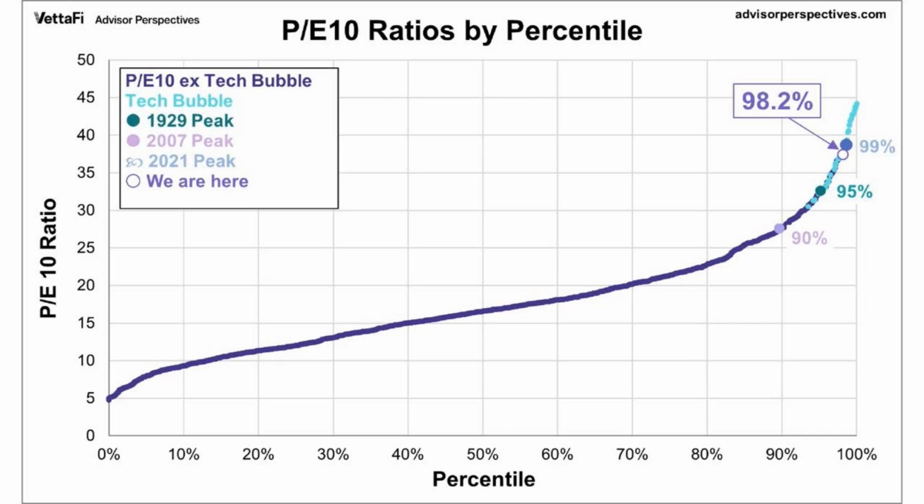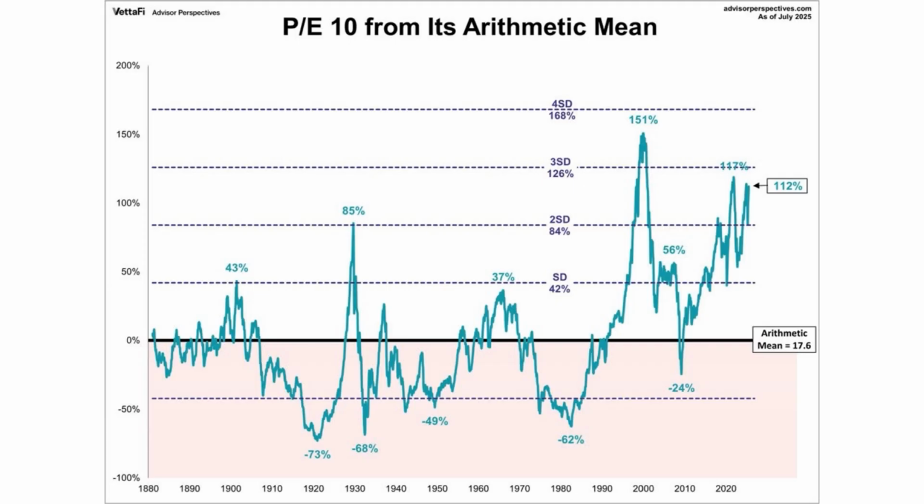To understand the current PE10 ratio of 37.4, we need to put it into historical context. We can use both quintile and percentile analysis. The current ratio is in the highest quintile, which suggests the market is highly overvalued. Looking at it by percentile, the current ratio is approximately at the 98th percentile, meaning that only about 2% of the time in its history has the PE10 ratio been higher than it is today.